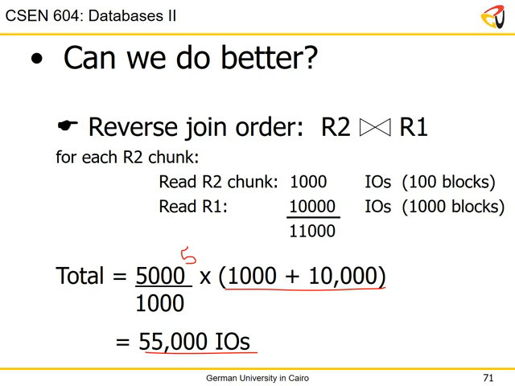So this becomes this part. Now, I need to multiply this by how many times I'm going to do it. And this is related to the size of the chunk. Well, in total, R2 has 5,000 rows. The chunk is 1,000. This means I have 5 chunks. So the cost of one chunk is this much, 11,000 IOs. So now we are standing at 55,000 IOs instead of 60,000 as in the previous slide. So we're doing even a little bit better.